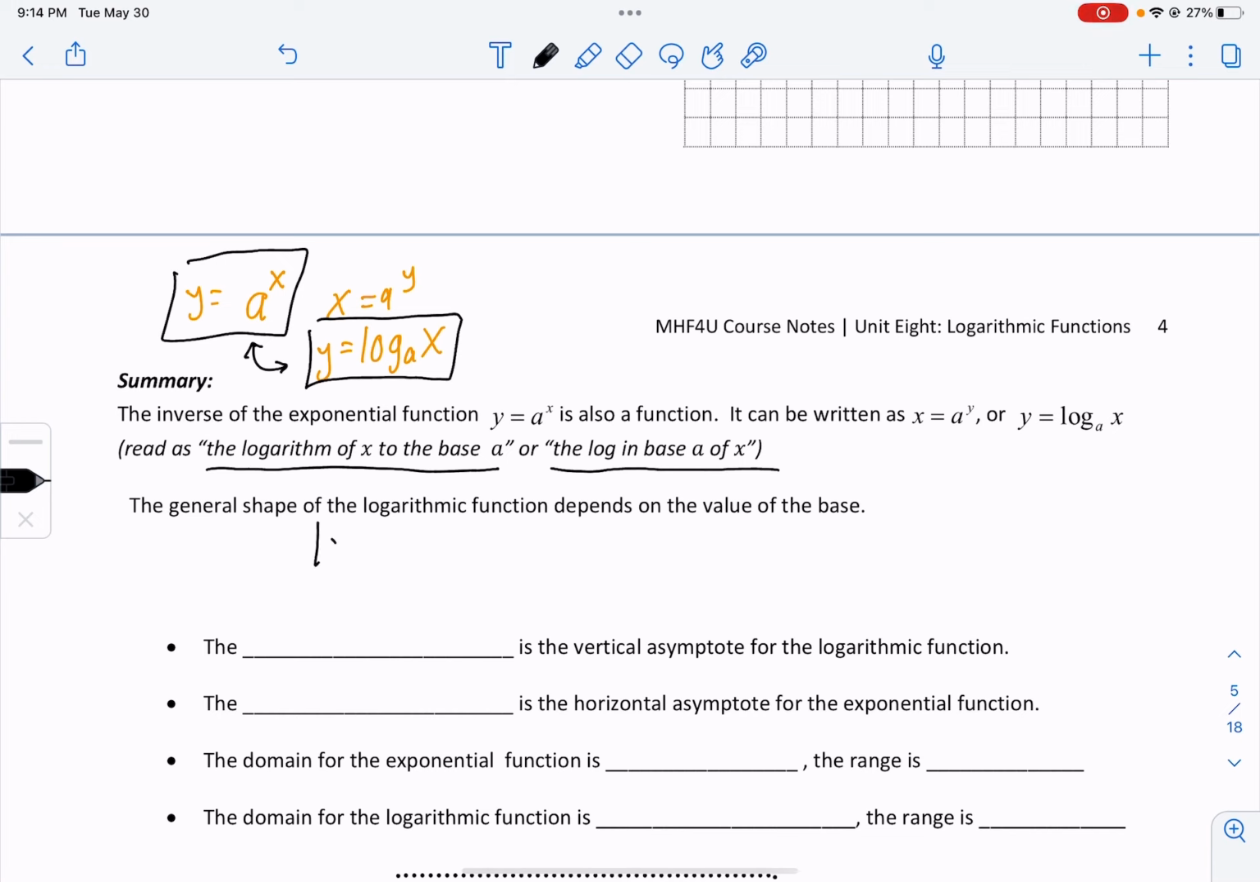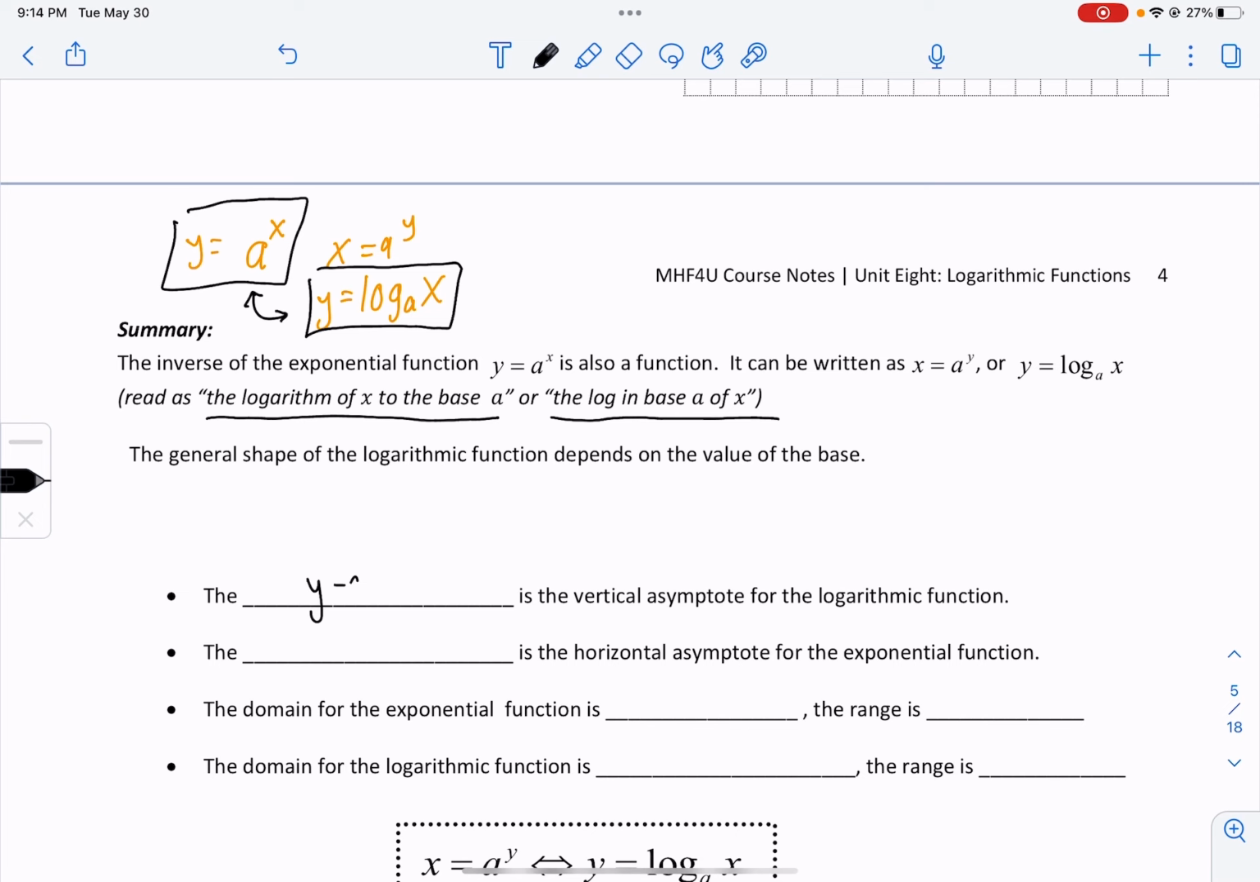And so this could be log base 2 of x, could be log base 1/2 of x, could be log base 7 of x, right? The same way exponential functions could have whatever base you want, logarithms could have whatever base you want. And so let's talk about the properties of this thing.